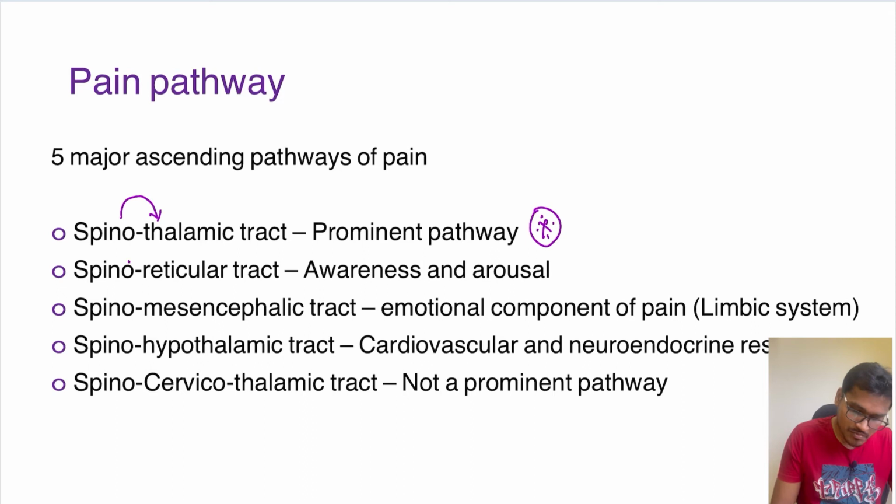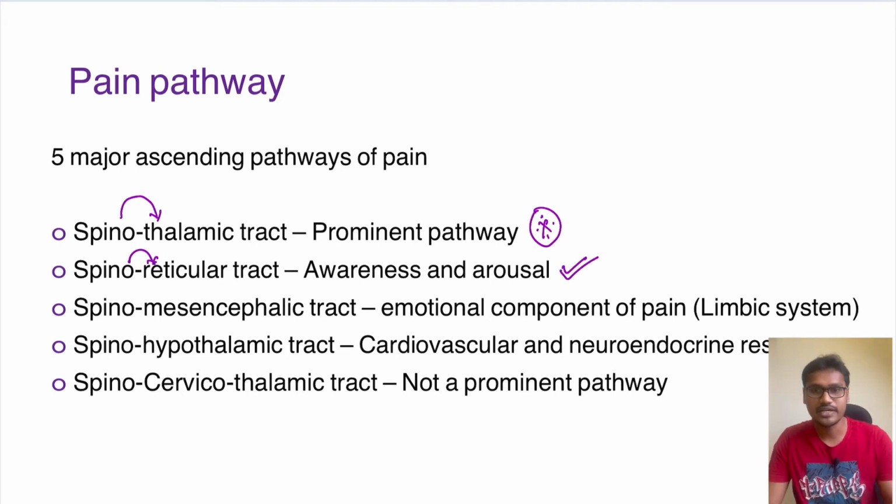Now it also goes to the spinoreticular tract. What is the reticular system? It is also called the reticular activating system. It is a system which keeps the brain active. So if a person is awake, it is because of the reticular activating system. The pain is going to this region. Most of us would have experienced this in day-to-day life: whenever we have an injury, at night we don't get sleep and the pain is felt very severely, because it is activating the reticular activating system and keeping us awake. So this awareness and arousal is via the spinoreticular tract.